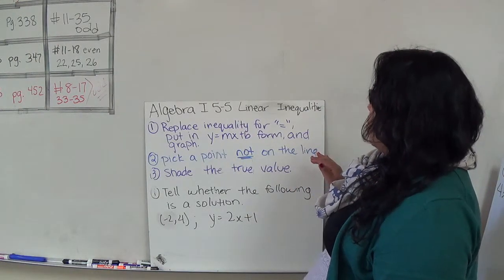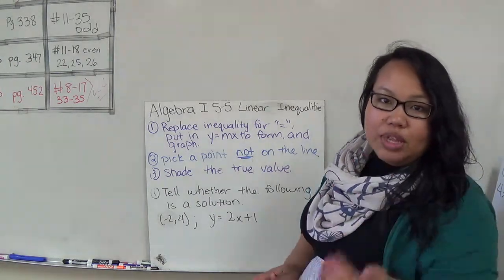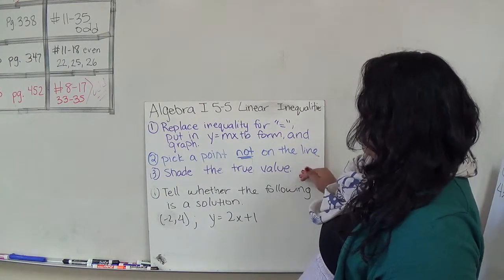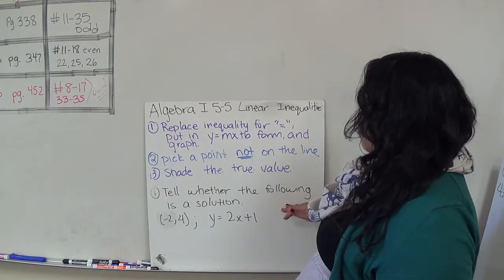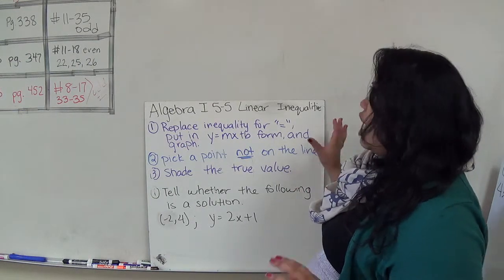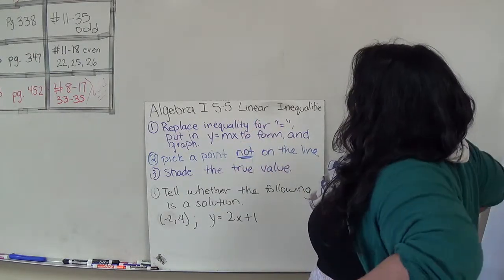Put it in the y equals mx plus b form and then graph it. So first we're going to graph a line just like you've been doing in the last section. Then you're going to pick a point not on the line, test it, and tell whether it is true, and then shade in the true side. So before we actually graph these, make sure to write them down.